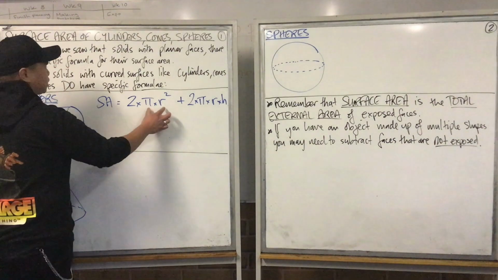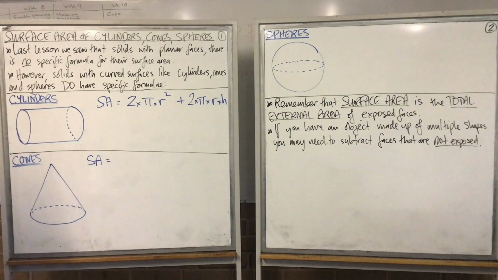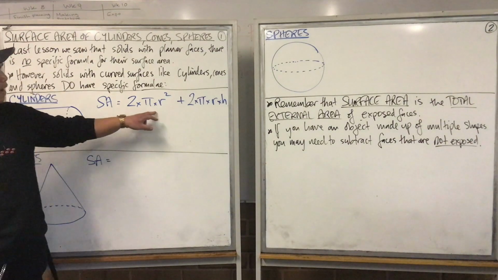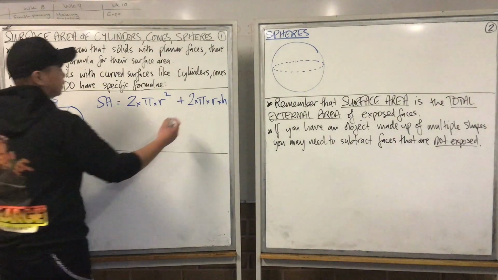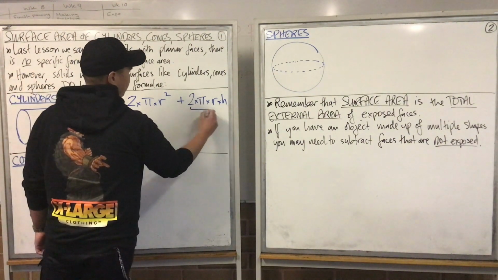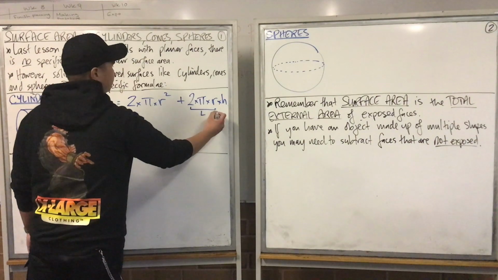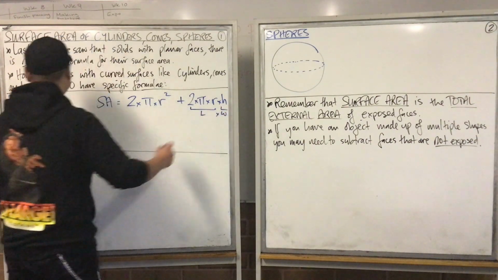Hopefully, pi r squared is familiar to you, because one of our particular students told me pi r squared was the formula for what? A squircle. A circle. How many circles exist on a cylinder? 2. This here, 2 pi r is actually length times by width.